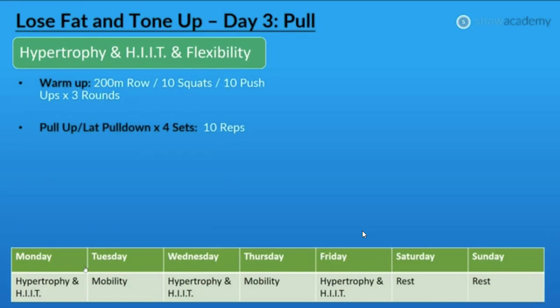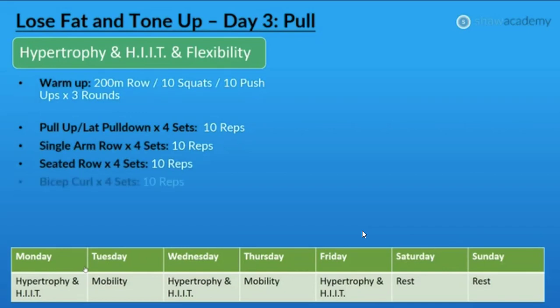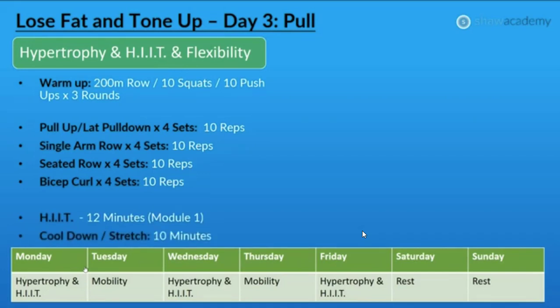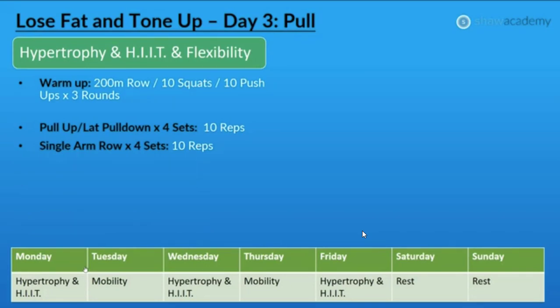So pull up or lat pull down, 8 minutes, 4 sets of 10. Single arm row, 4 sets of 10. Again, 8 to 10 minutes because they're one each arm. Seated row, 4 by 10. Again, 8 minutes. Bicep curl, 10 minutes. And then into our HIIT and into our flexibility. So muscular hypertrophy, HIIT, and flexibility mobility. All right? So there we worked those components of fitness.